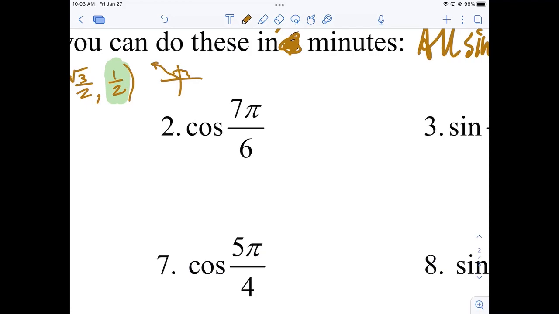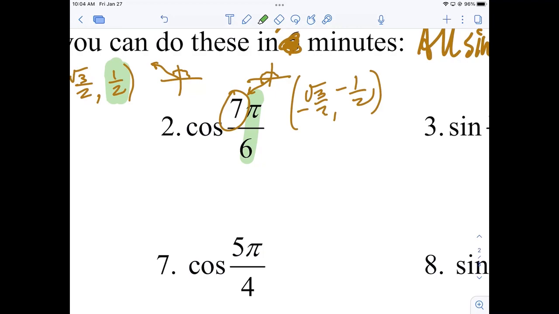Number 2, I see pi over 6 first. So once again, I'm thinking square root of 3 over 2, 1/2. The 7 pi over 6, 7 being just bigger than 1, puts me over here in quadrant 3. And in quadrant 3, I'm left and down, so they're both negative. Now I'm staring at the ordered pair either in my head or I have physically written it down on my paper. You'll have time in 10 minutes to write down the ordered pair. And once you see it, wherever that is, now you can answer it correctly. The last thing is cosine. That's the x-coordinate, so it's negative square root of 3 over 2. Wow, okay.